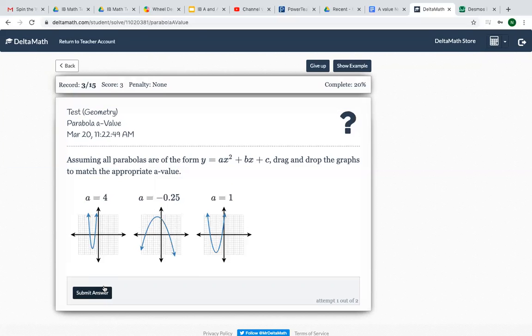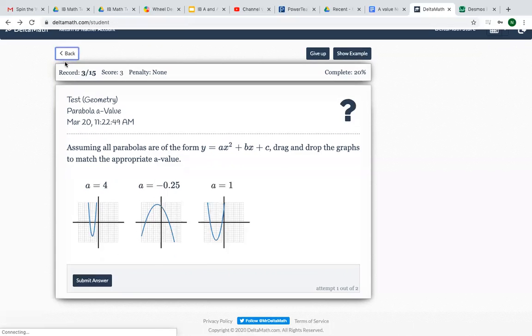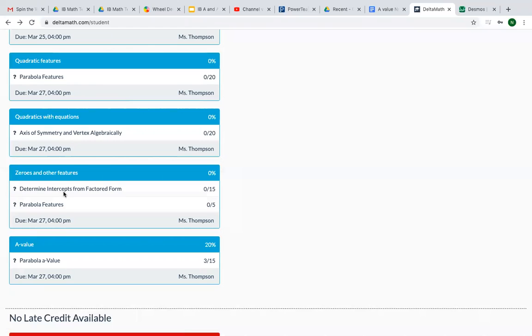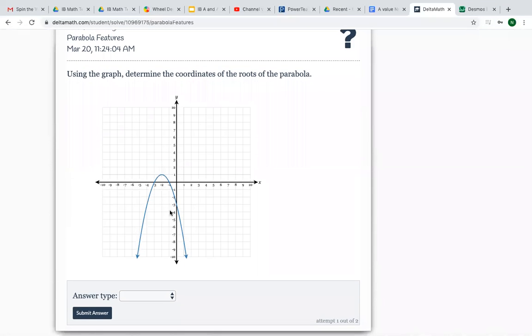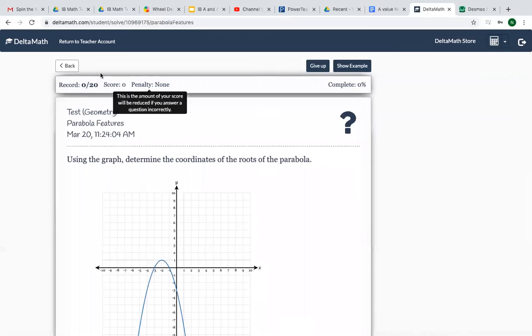If y'all are all feeling good about this, then you just have time to work on your Delta Math. On Monday, we will do a review. I'll hopefully post it sometime over the weekend. On Wednesday, you're going to have part of your test, and on Friday, you're going to have part of your test. It will all be over the A values, and it'll also be over the parabola features.